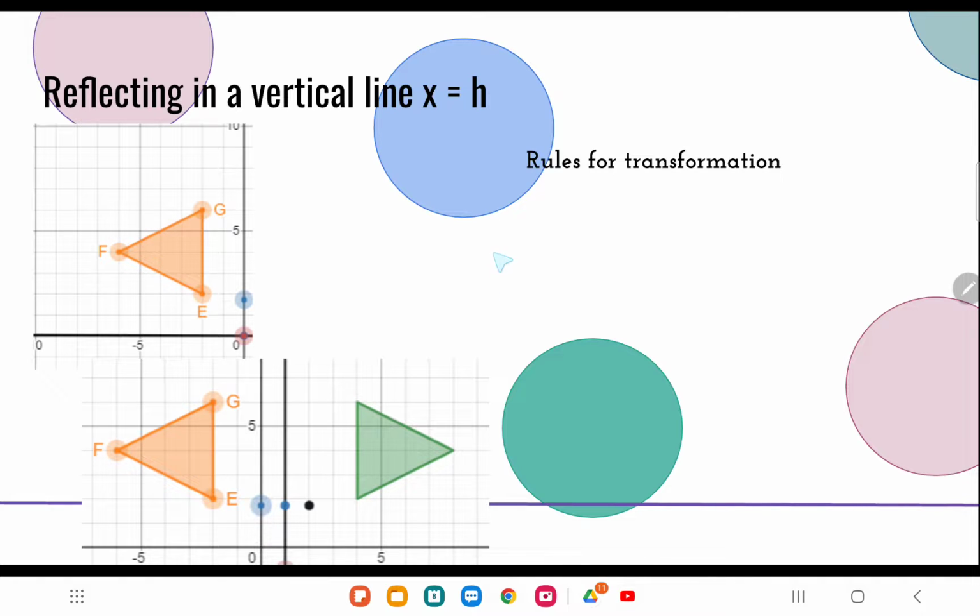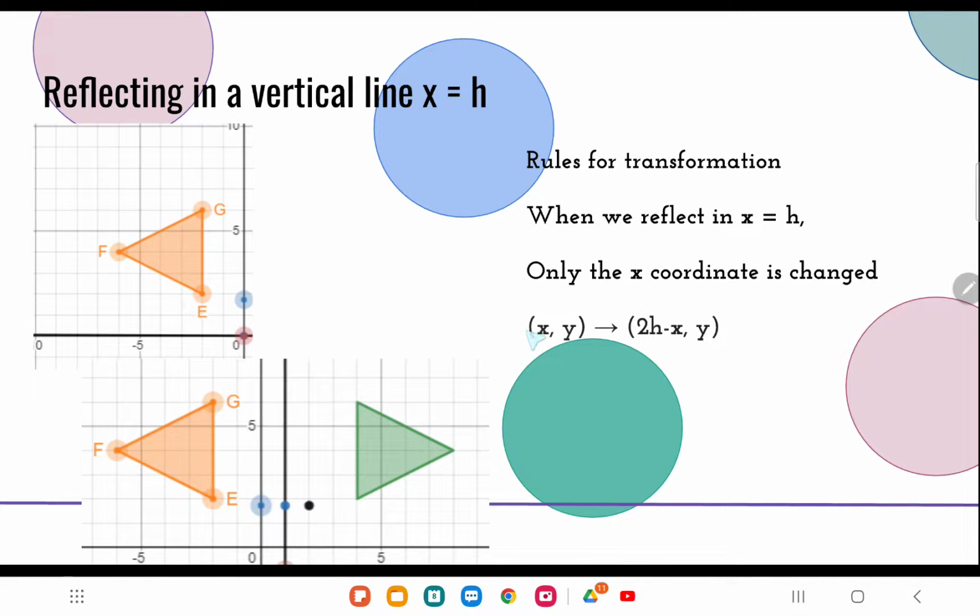Let's look at those rules for transformation. Our x coordinate is changing. We have doubled the value 1 from the x coordinate of the vertical line, and we've subtracted negative 2, the x coordinate of my original point, yielding the new x coordinate of 4. As stated, the y coordinate 2 is remaining the same.